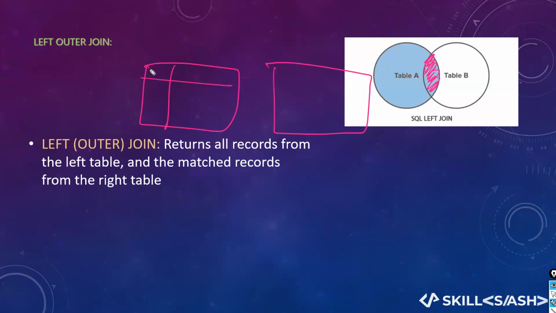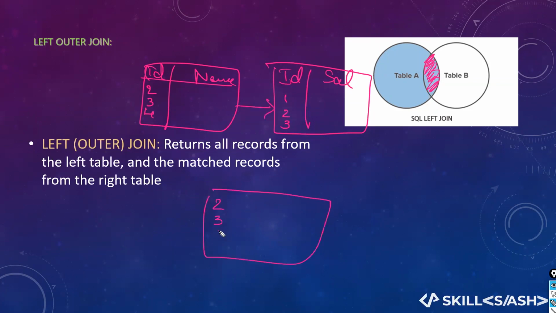Let's say, for example, again the same example: ID and the name in one table, and in table 2 you have ID and the salary information. Let's say you have got 2, 3, 4 here, and here you have got 1, 2, 3. If you do the left join, your output table will be 2, 3, 4. For 2, you have got the salary information. For 3 also you have the salary information here. But for 4, it is null, because I don't have any salary information for 4 in table 2.